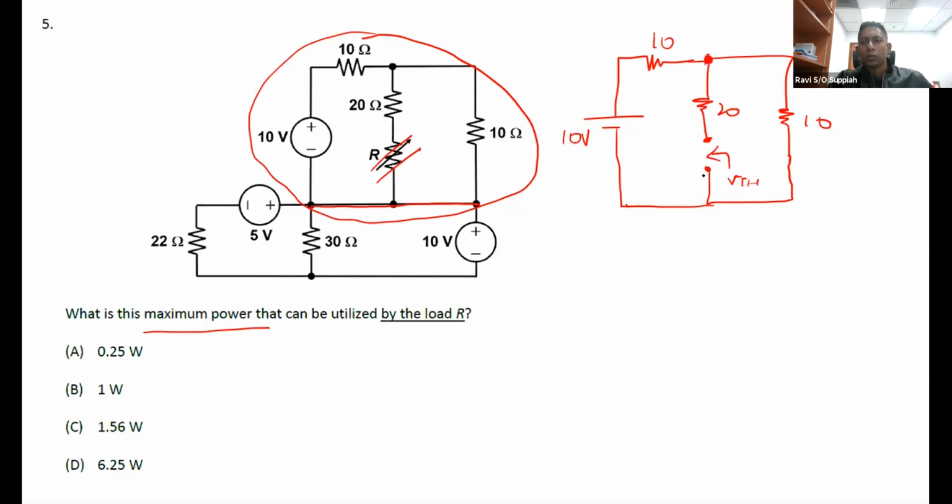Right, so open circuit means there's no current flowing here, so the voltage at this point with reference to ground is the same as this point with reference to ground. Okay, and since the only path for current to flow is through this 10 ohm and through this 10 ohm, the voltage here is basically half of this, correct? Because 10 and 10. So this is 5 volts. Okay, so that is how you get the VTH over here, which is 5 volts.